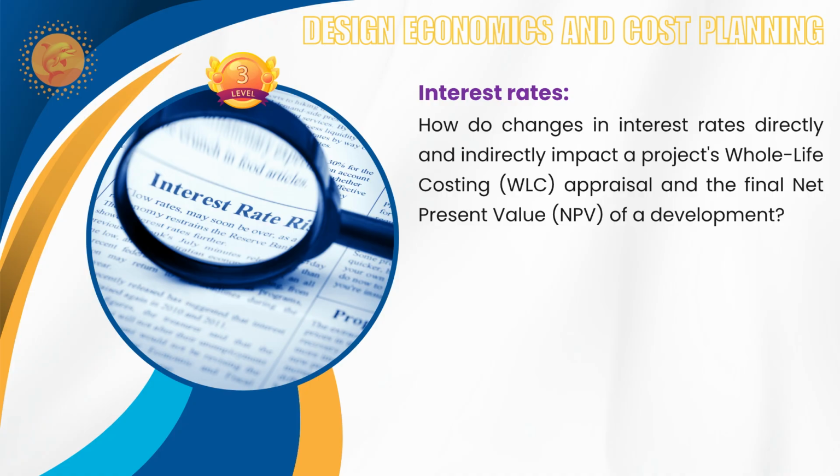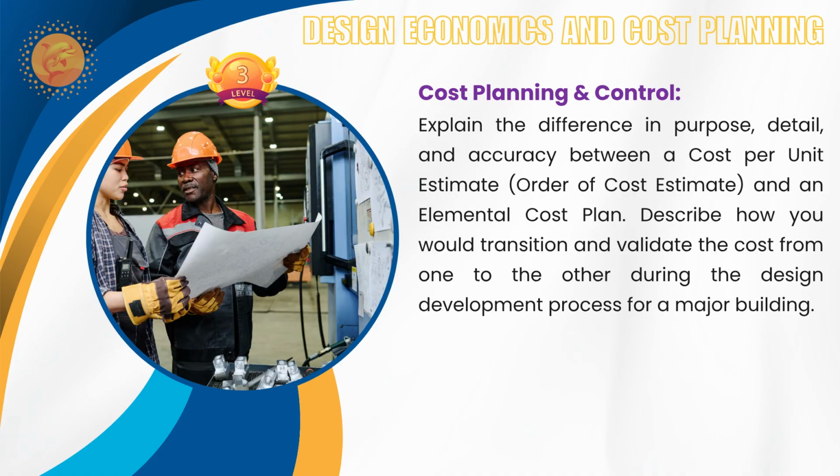Okay, let us move on to next question. Cost planning and control. Explain the difference in purpose, detail, and accuracy between a cost per unit estimate, which is order of cost estimate, and an elemental cost plan. So how you will develop into further stages. So describe how you transition and validate the cost from one to other during the design development process for a major building project. This is major building. So it's not infrastructure or something specific. It is major building project only.